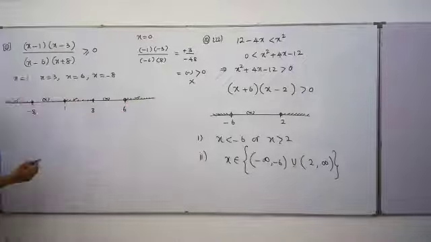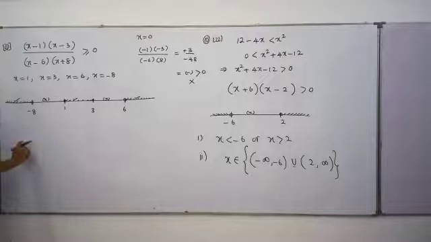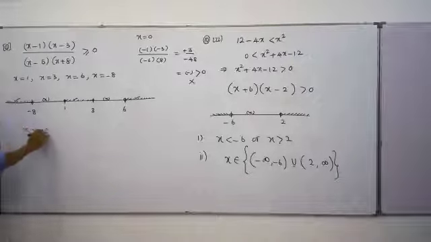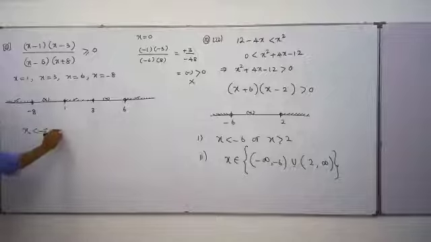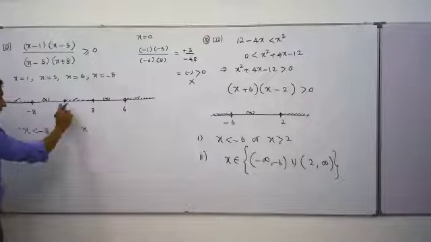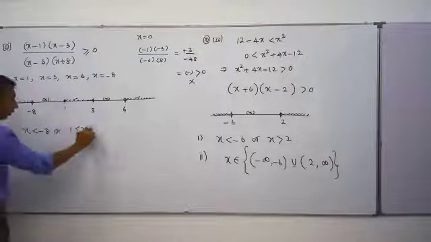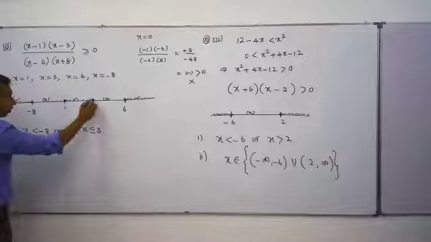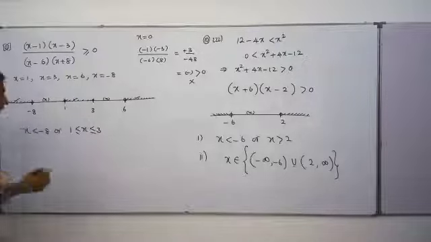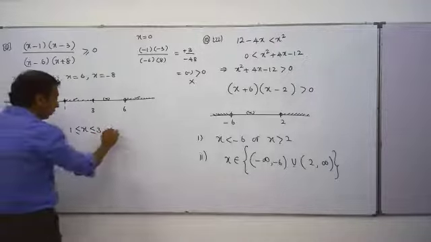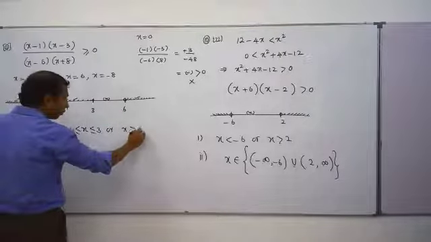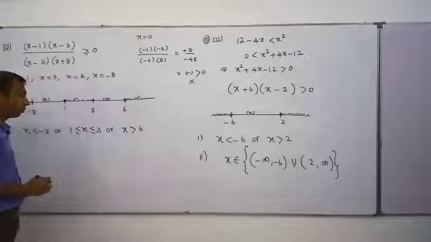Then we can write x less than minus 8, or x greater than or equal to 1 and less than or equal to 3, because both of these two we have obtained and included, or x greater than 6. This is the first way of writing.